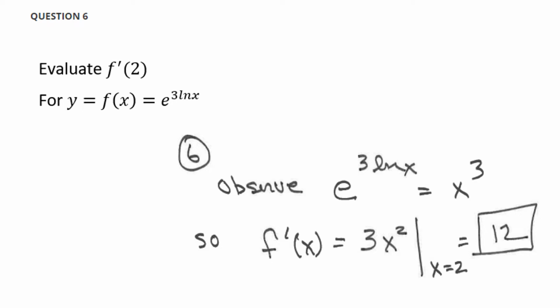This is question number 6. I ask you to evaluate, we're into the derivatives now, the derivative of this at 2. Now, several people did this different ways, but the easiest way to do this is to use the fact that the exponential and logarithm are inverse functions of each other. So e to the 3 ln x is equal to x cubed. So the derivative with respect to x is just going to be 3x squared evaluated at x equal 2. 2 squared is 4, so that means this is 12.